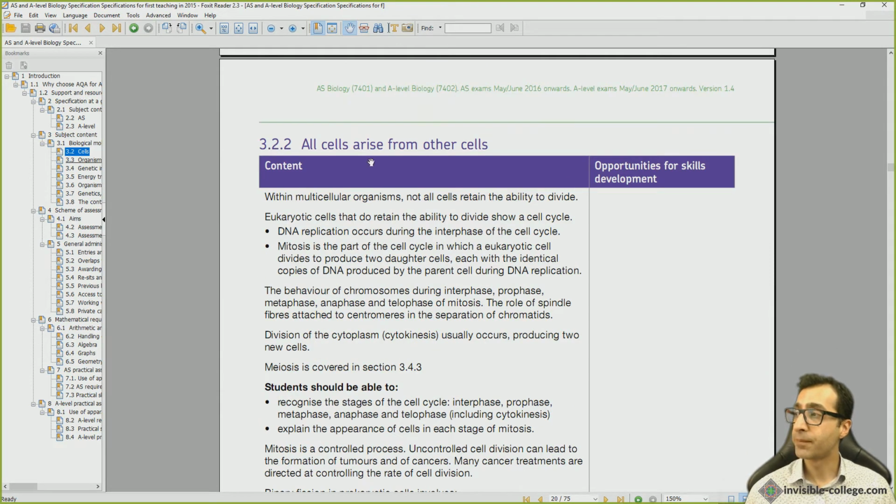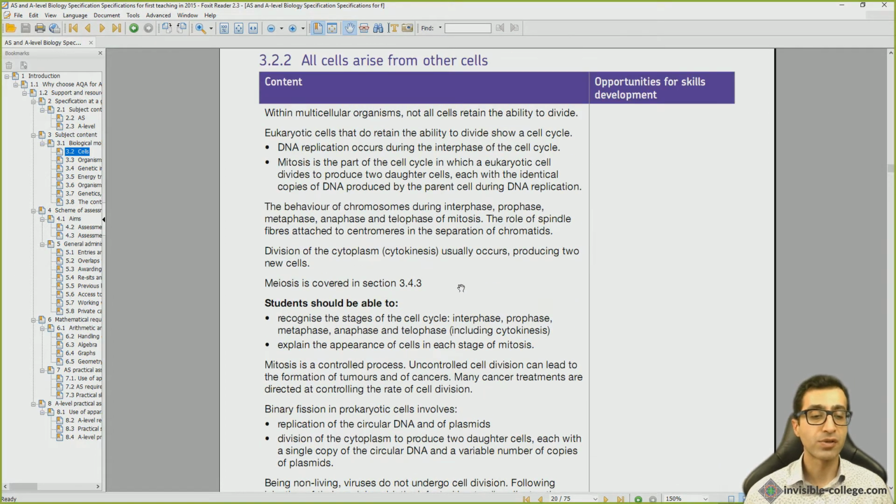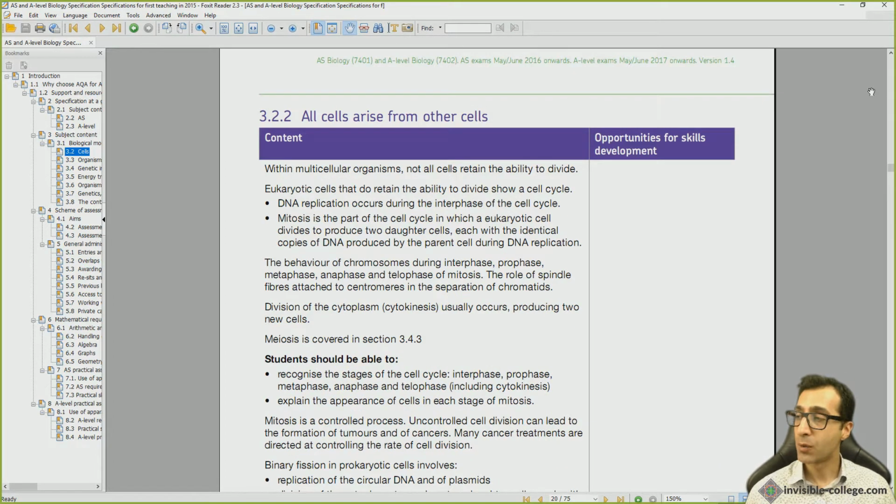Now, this topic here, within the cells topic, this subtopic 3.2.2, all cells arise from other cells, by prior arrangement with the private students at Invisible College, we're not going to be addressing this topic in this webinar, and the reason for that is that there is already a teaching video which you can access without enrolling on any course modules on my website, or you can access the same teaching video on the YouTube channel from my website.